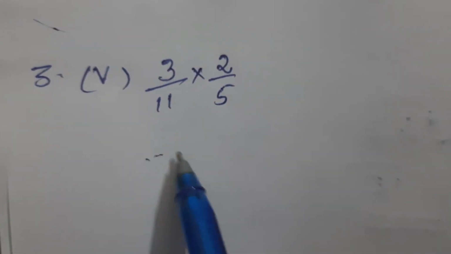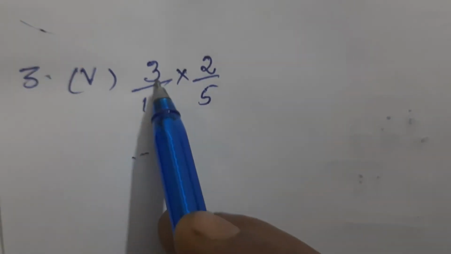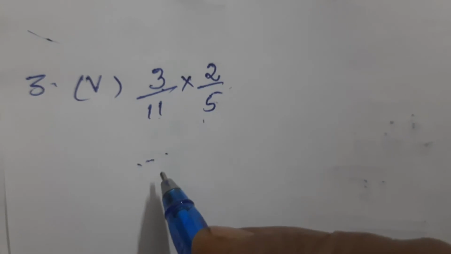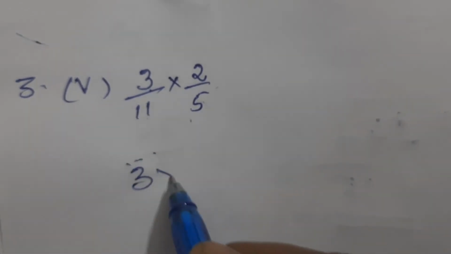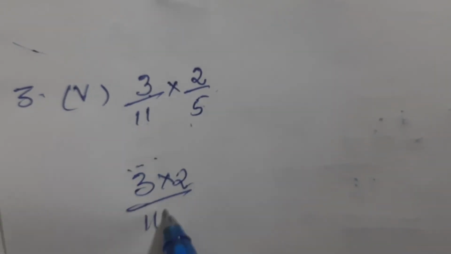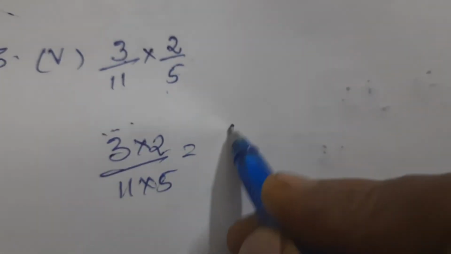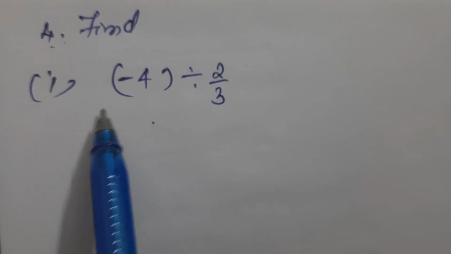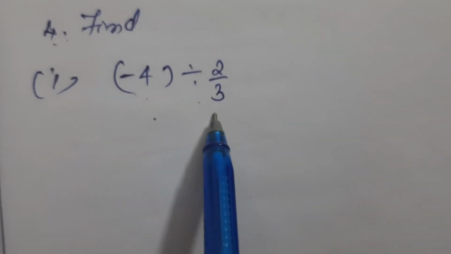Let's do the third question and fifth part from that. Multiplication of two rational numbers. Multiply the numerators, multiply the denominators. So it becomes 3 into 2 by 11 into 5, which is equal to 6 by 55. Fourth question is division. Find negative 4 divided by 2 by 3.